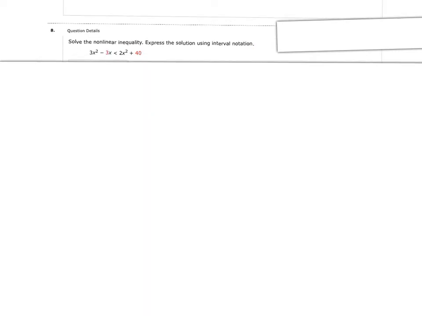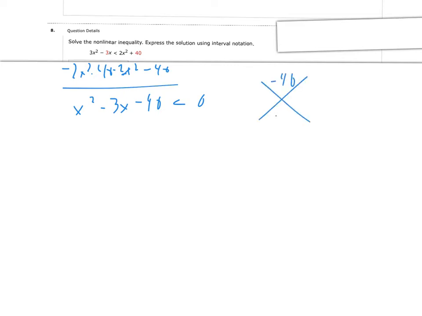All right, next up here on number 8, again, I'm going to get one side to 0, so I'm going to subtract 2x squared. I'm going to subtract 40 over to this side, and so that'll give me x squared minus 3x minus 40 is less than 0. So now I'll do my factoring here, so I got negative 40 and negative 3, it'll be negative 8 and positive 5. So I got x minus 8, x plus 5 is less than 0.